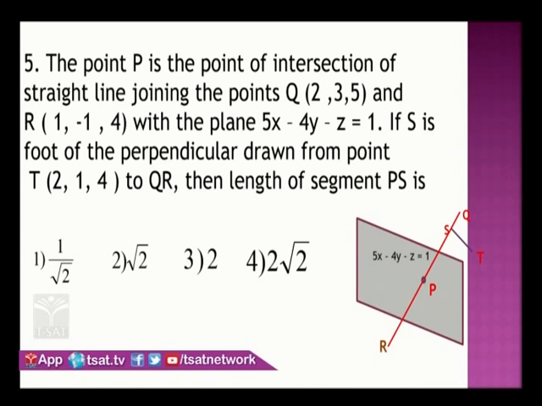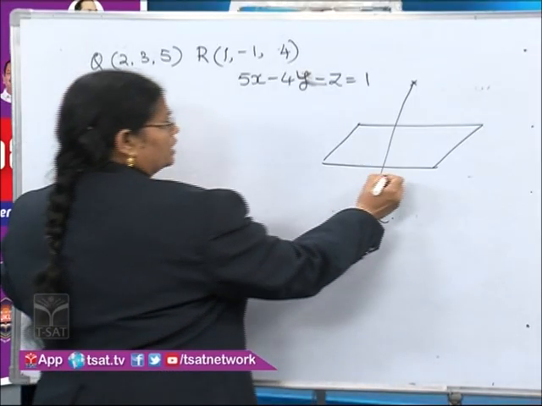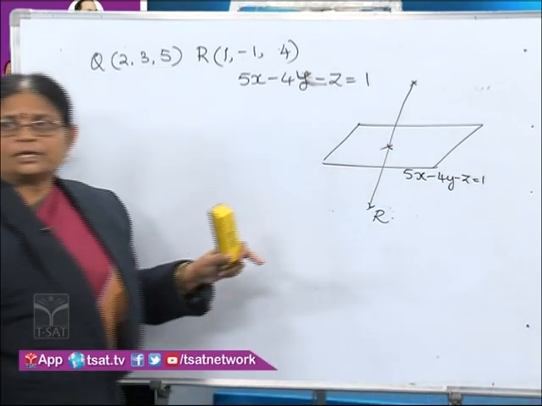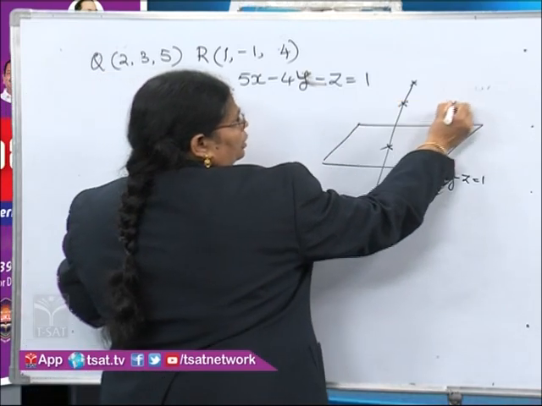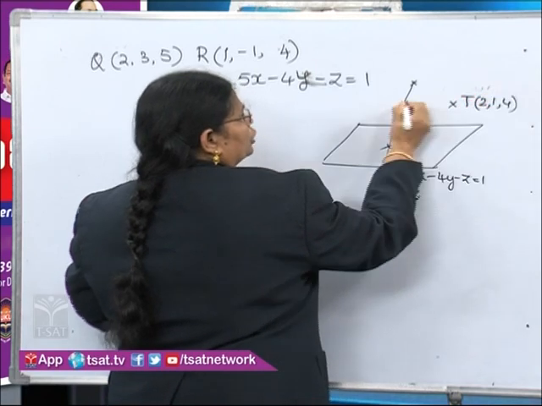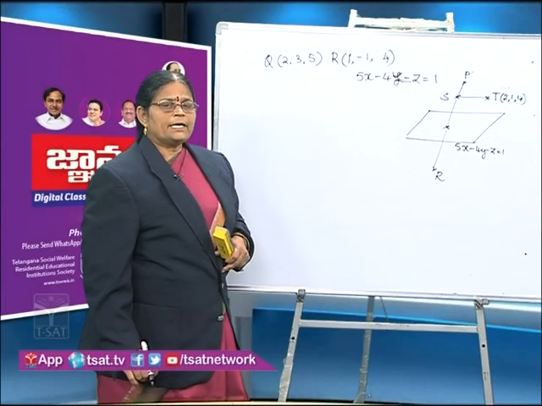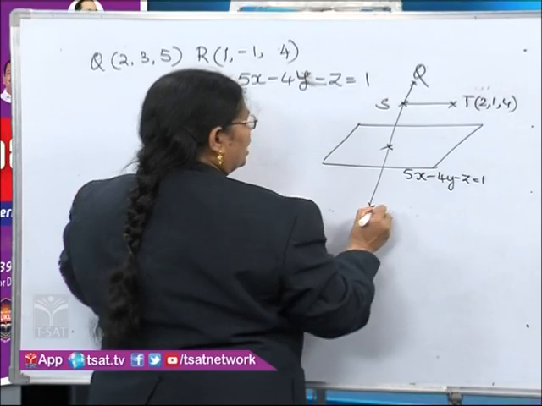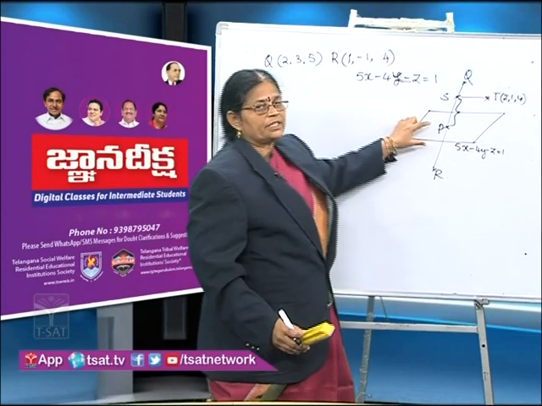So here, you have a plane, and you are given 2 points Q and R. Q and R are intersecting this plane 5x minus 4y minus z equal to 1 at some point P. Then S is the foot of the perpendicular drawn from the point T, some other point (2, 1, 4), to this line QR. Then find the length of the segment PS. So if you draw the figure, then you will get an idea.